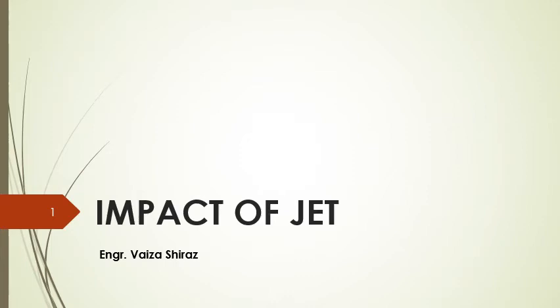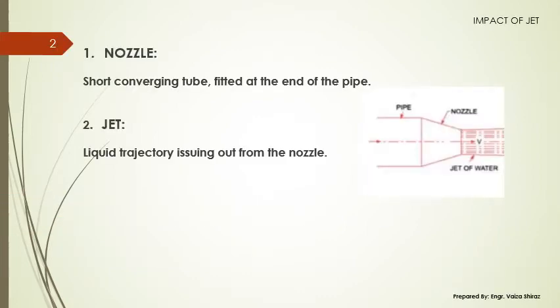Chapter in my content of the course, that is impact of jet. We'll start with the basic definitions. First of all, we'll define the nozzle. It is a short converging tube which is fitted at the end of the pipe, and jet is a liquid trajectory which is issuing out from the nozzle.